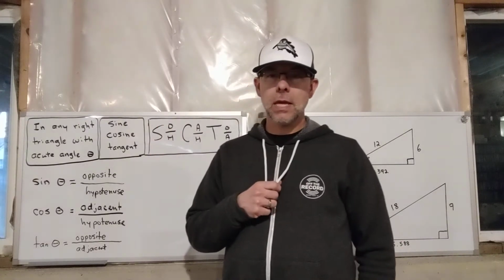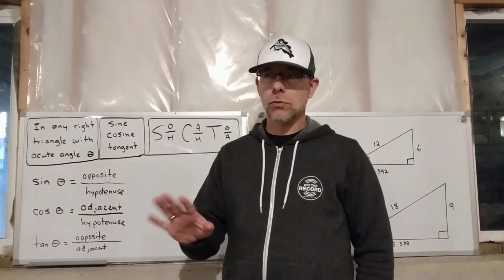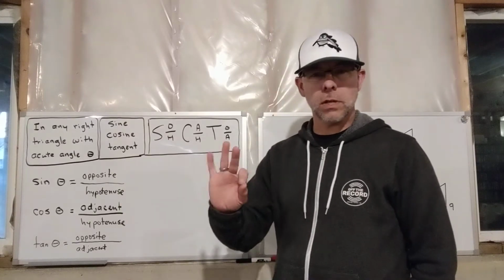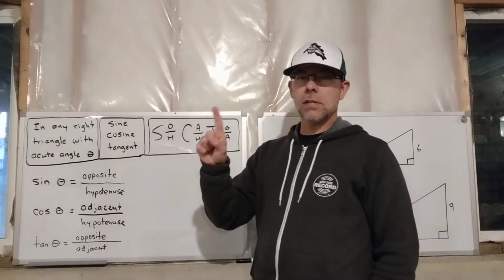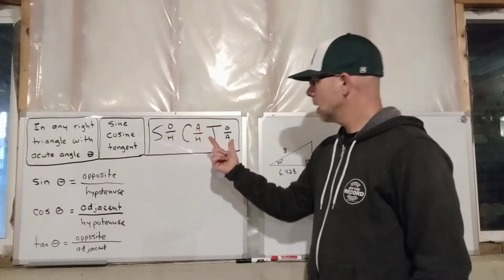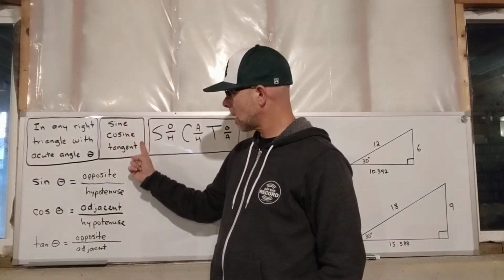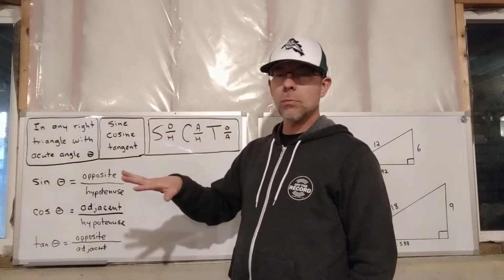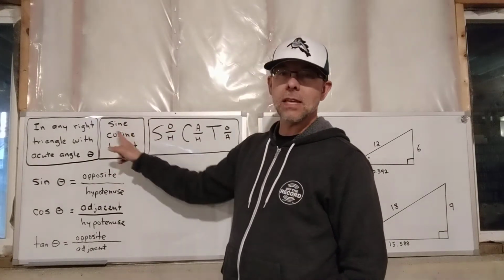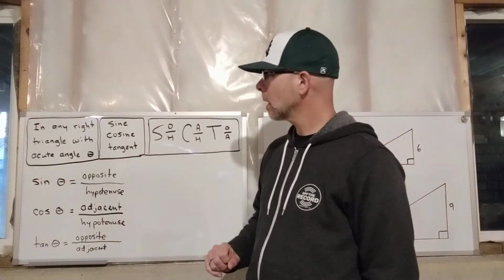Now, there are three main trig ratios that we're going to talk about today. There's others, but we're just going to talk about three. They are called sine, cosine, and tangent. Here's the words spelled out. Sine, cosine, tangent. They're always abbreviated SIN, COS, and TAN.